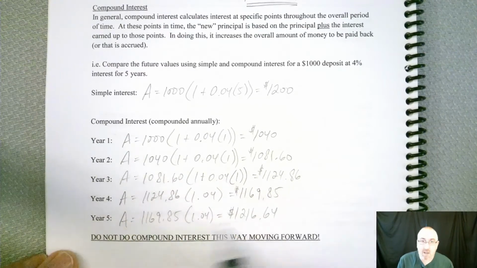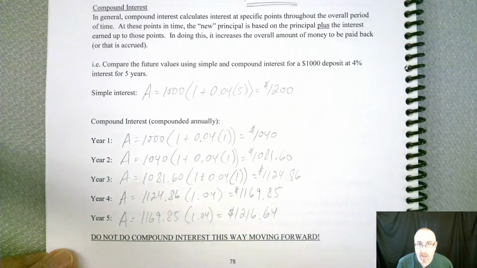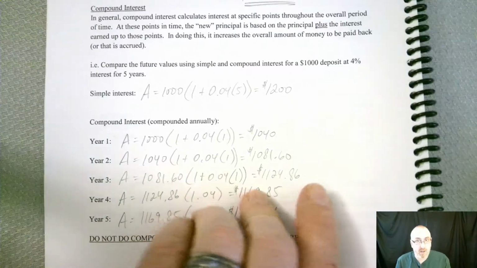So when they do a loan. Okay, but this is the long way to do it. We don't want to have to do 5 steps or more than that even, depending on the problem and everything else. So we do not compound interest this way moving forward. There is a formula. So let's take a look at that.